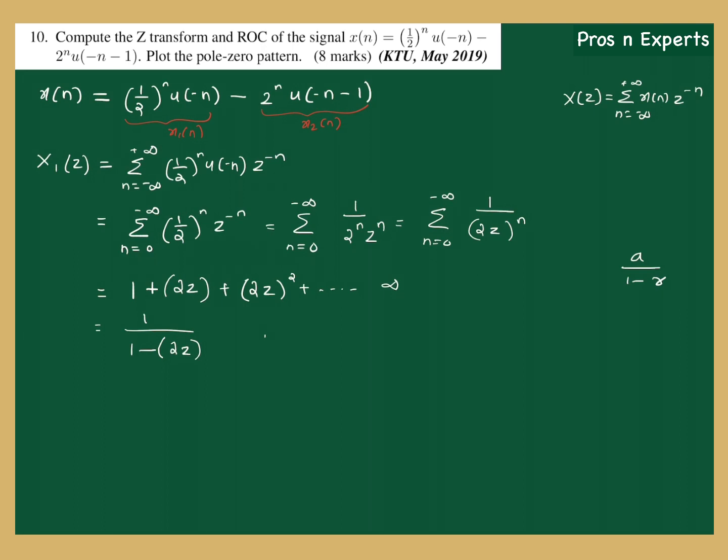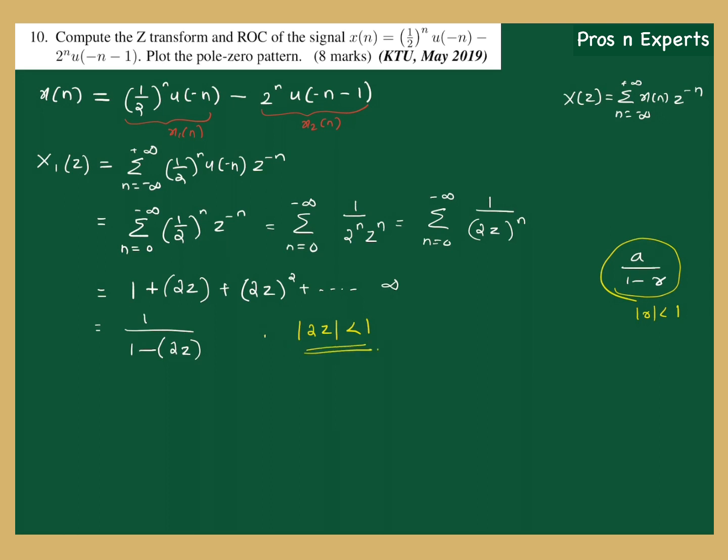This a by 1 minus r is valid only if mod r is less than 1. The common ratio should be less than 1. So the condition is, common ratio is 2z, so mod of 2z should be less than 1. I'm saving this here. I have to use it later.